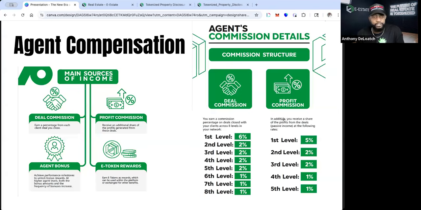But let me tell you something else, right? As you're building out your real estate empire, you're going to get excited about this. The company also allows us to participate in profit commission. Now, let me tell you how you unlock this profit commission. Once you reach agent level 4, which simply means that you have $25,000 of qualified tokenized real estate purchases that have happened through your organization, you're going to unlock your first level of profit commission, which means that you're going to get a 5% match of all the profits being paid out from the properties on your first level.